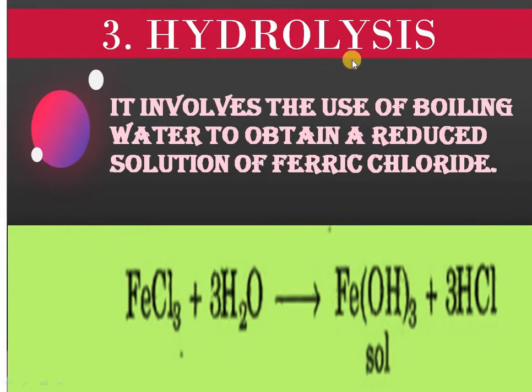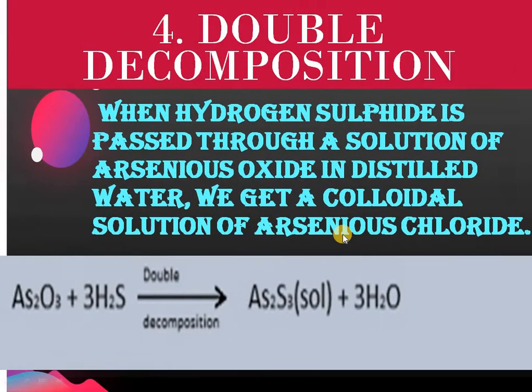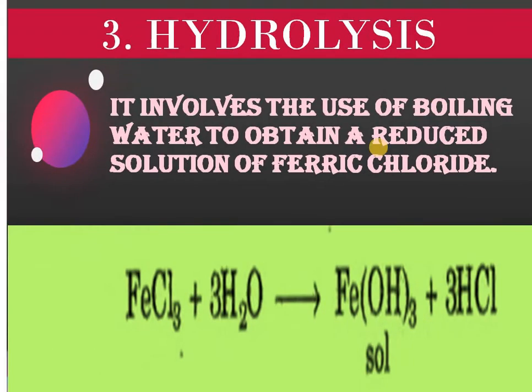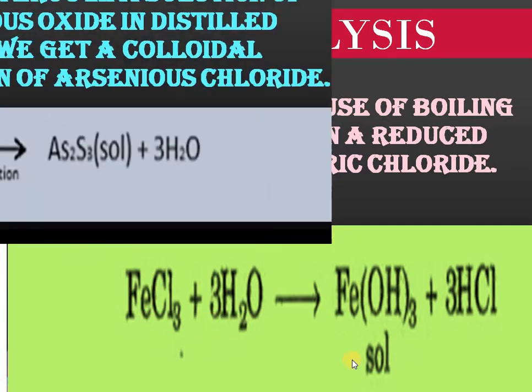Moving to the next, the third method, that is hydrolysis. It involves the use of boiling water with ferric chloride. We have FeCl3, we add 3H2O, that is boiling water here, and we get ferric hydroxide solution, which is colloidal. And one more thing, hydrolysis means addition of water. The same is occurring here, the addition of boiling water to form Fe(OH)3.